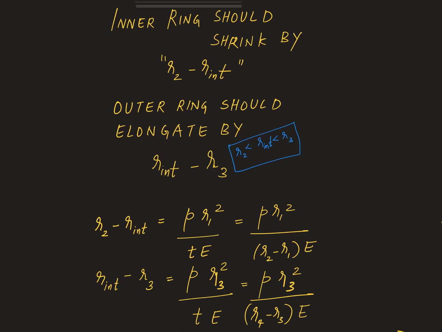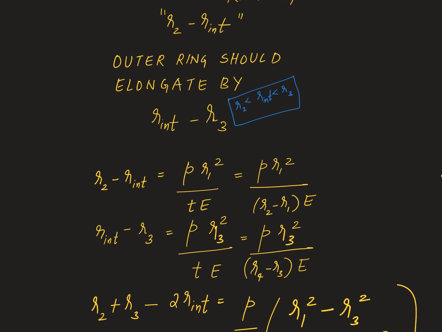You have an inner radius, you have an outer radius, so the thickness will be essentially the difference in the radii. Okay? Now going ahead, with the same logic, the outer ring should elongate by Rn minus R3. What does that mean? Rn minus R3 equals P R3 square, because for the outer ring, the initial dimensions were R3 and R4. Now R3 square divided by TE. T can again be substituted as R4 minus R3 by the same logic used for the inner ring. So now we have these two very beautiful equations.